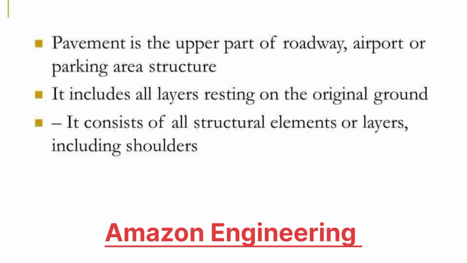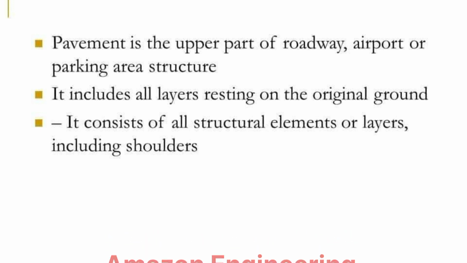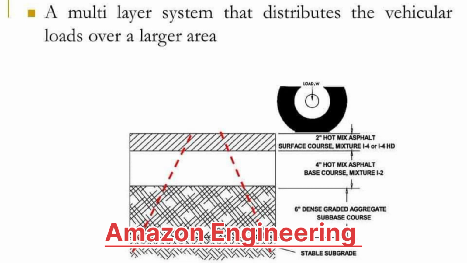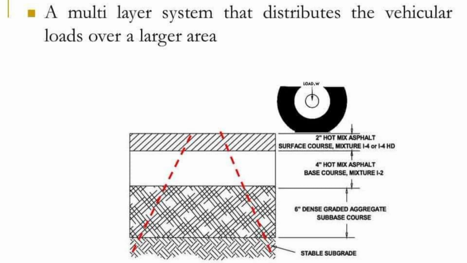Dear followers, here we are going to discuss different types of pavement. Pavement is the upper part of roadway, airport, or parking area structure. It includes all the layers resting on the original ground. Thus, this system is a multi layer system that distributes the vehicular loads coming from the top surface over a large area of the ground.